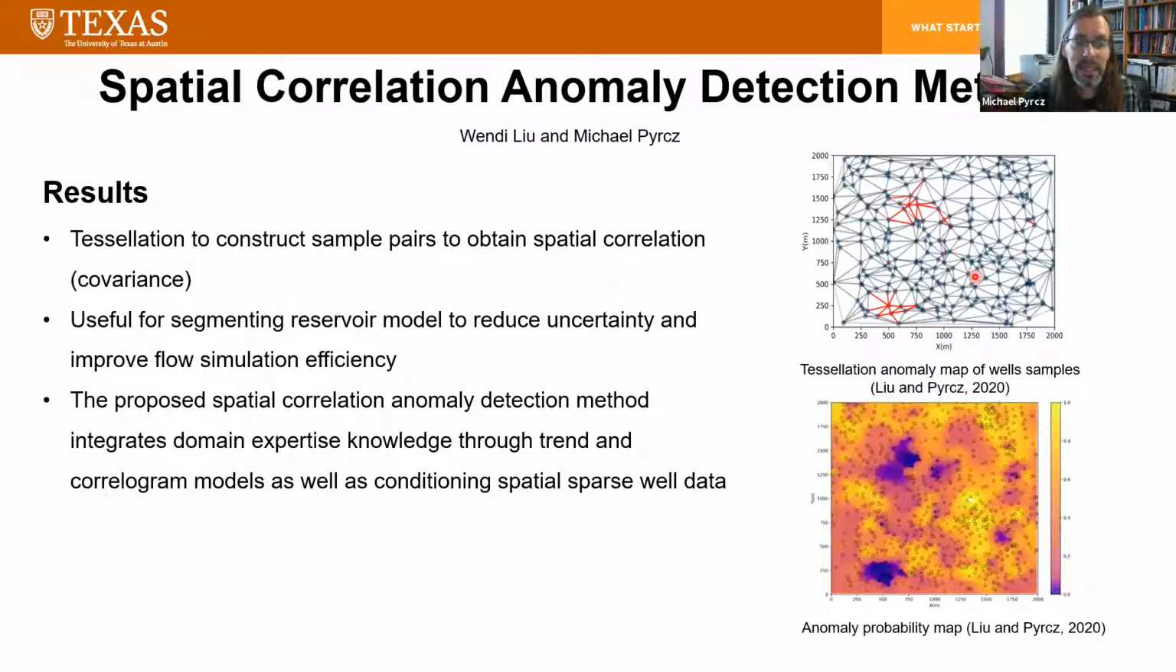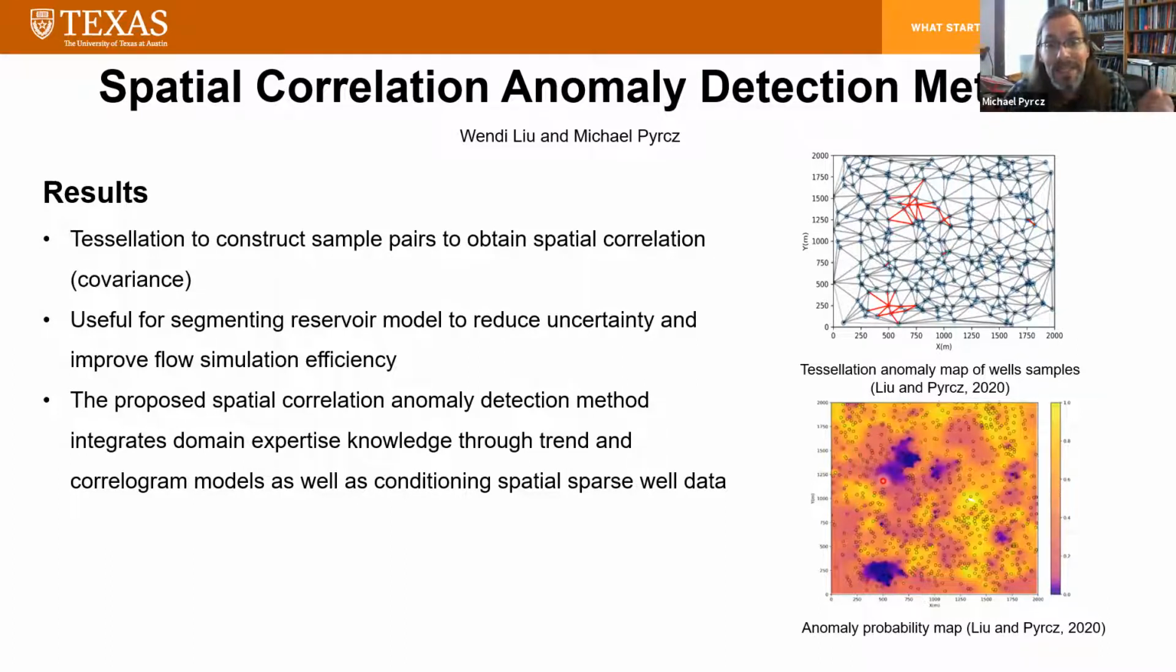We did a regular Delaunay tessellation right here of the data set to get a bunch of pairs in space. And then we calculated the probabilities from those densities given the assumptions of the distribution, and we're able to calculate the purple are low probability associations. In other words, do you see this well right here? That well right there? They are anomalous relative to their neighbors. This entire region is anomalous relative to its neighbors.